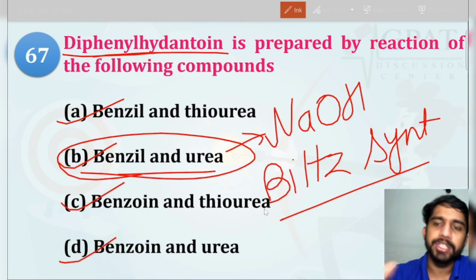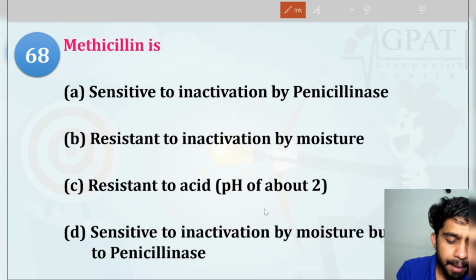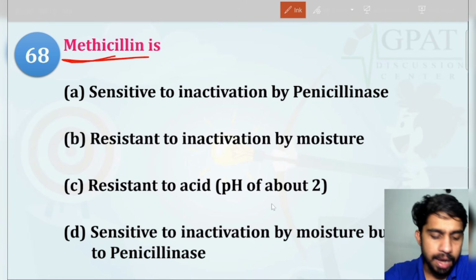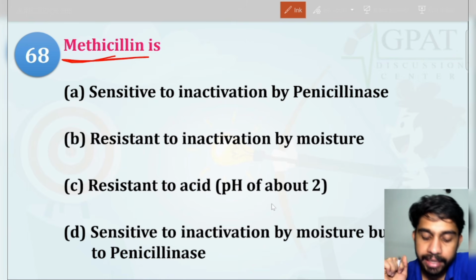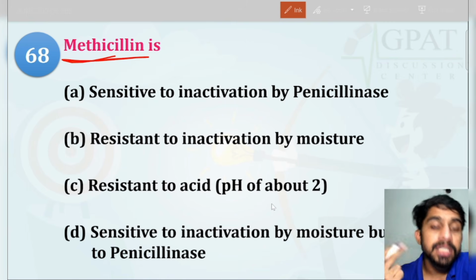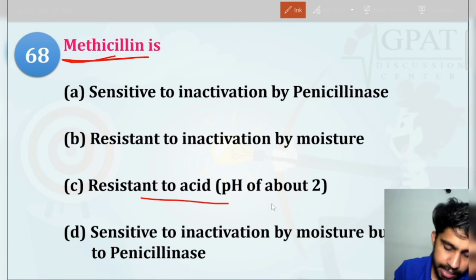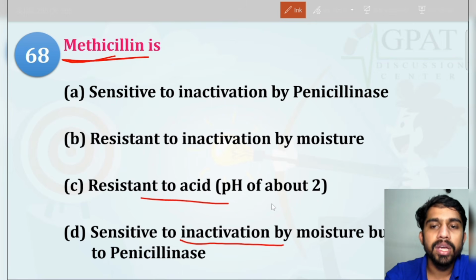Okay, so next question, number 68. What is question number 68 saying? What is methicillin? Option A is sensitive to inactivation by penicillinase. Option B is resistance to inactivation by moisture. Option C is resistance to acid, that is pH of about 2. Option D is sensitive to inactivation by moisture but resistance to penicillinase. So what is methicillin, A, B, C, or D?